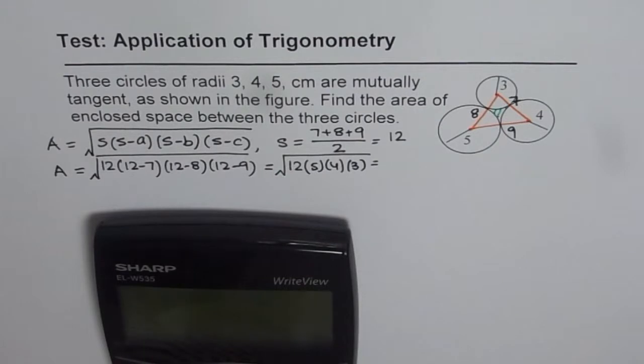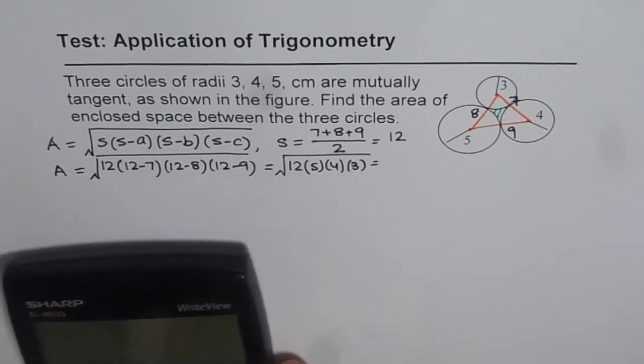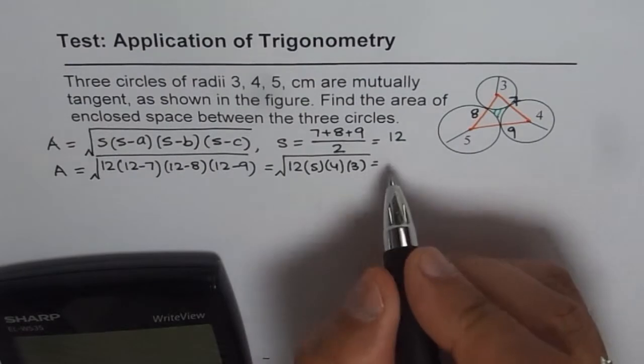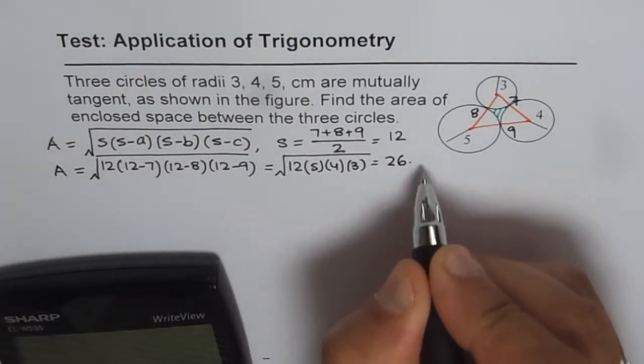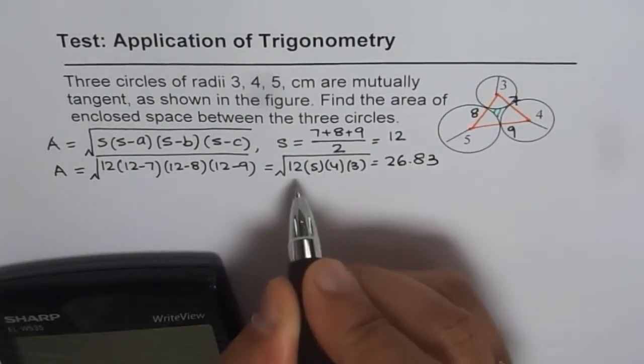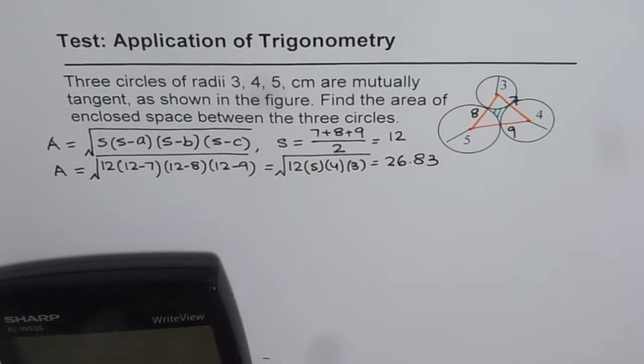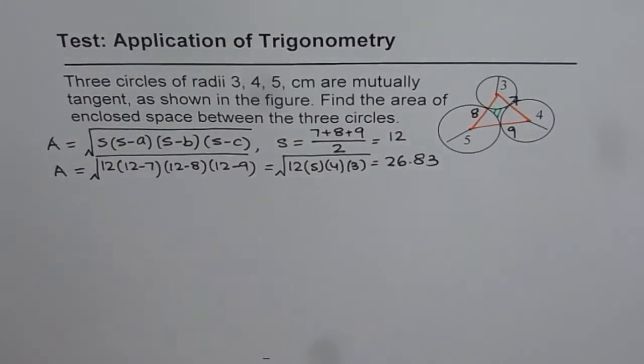So the exact value could be 12 square root 5, or we can do 12 times 5 times 4 times 3, which is 720, and the square root of 720 is 26.83. So it is 26.83. You could also write 12 square root 5 as the exact value. So we got the area of the triangle.